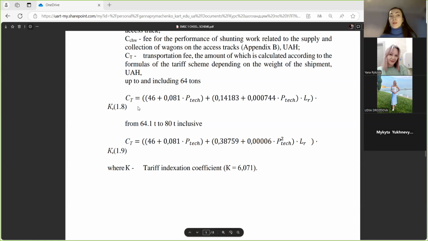6.071. And if your P with index stage is more than 64 tons, you use formula 1.9, the same formula, but we use another parameters, and we use these parameters P with index stage here squared. Be careful because in the second formula we have a square, and in the first formula we didn't have it. Okay, please find your formulas and calculate it now.